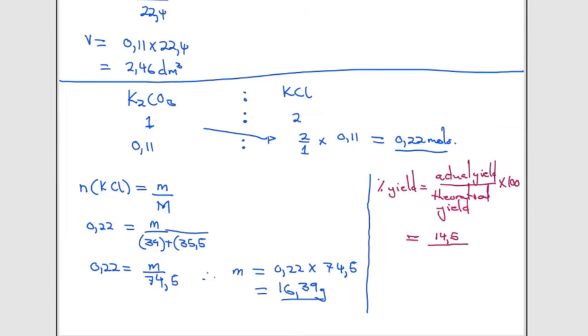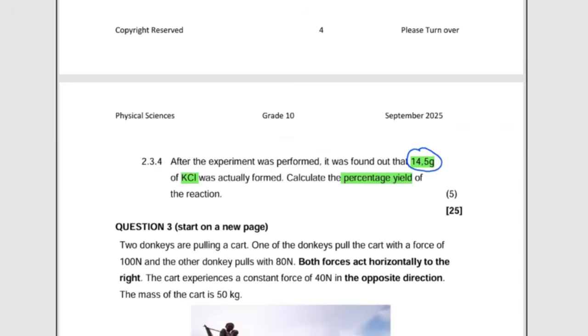The theoretical yield that we calculated there, we were expecting to get this one in theory. Therefore, it's going to be 16,39, then multiplied by 100, so that we can convert this one as a percentage. If we do our math there, we're going to get a value of 88,47%. So that's the percentage yield that we're looking for. With that being said, we are done with question 2.3.4.